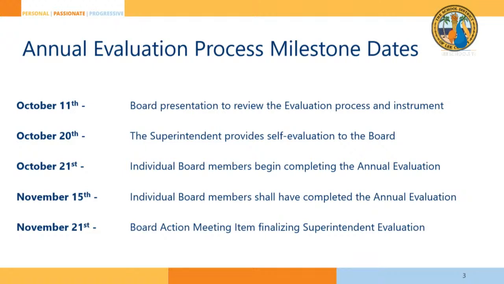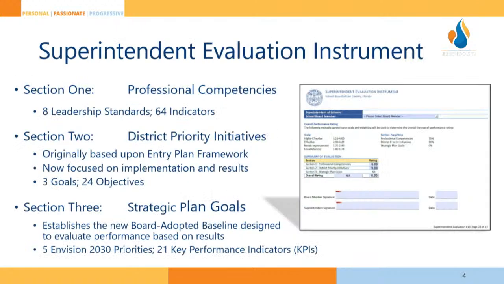By November 15th, that process should be concluded. The ratings are then all compiled following our board policies into a board action meeting that represents the totality of the evaluation, finalized by pulling all those results together following policy to do so.